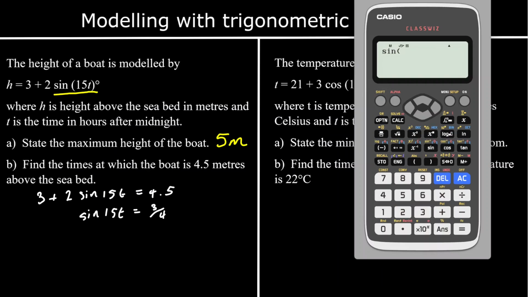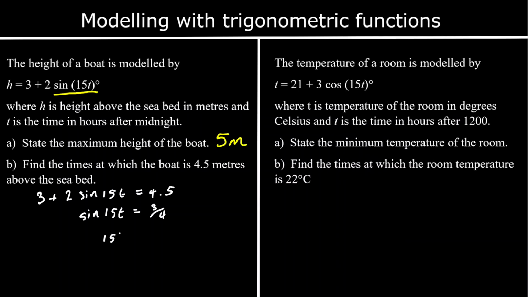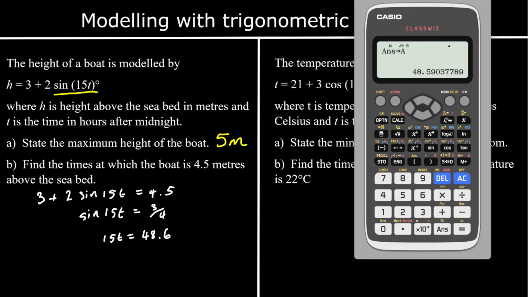So shift sine 3/4. We get 48.6. So that's 15t is 48.6. Or if you want a second answer, so we're in sine, so 180 take away the first answer, 131.4.